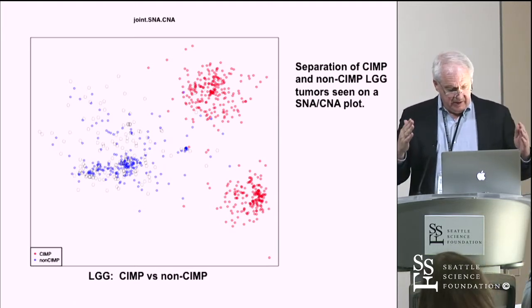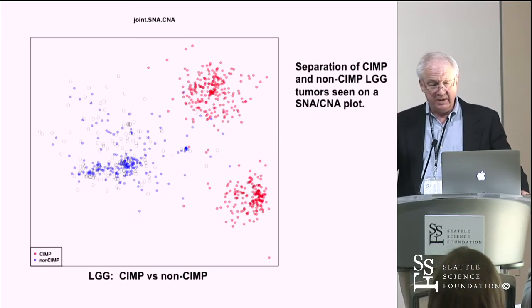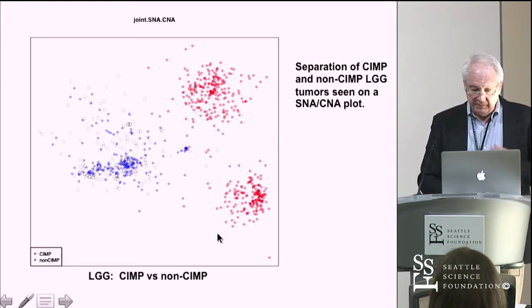This is important because CIMPness is absolutely correlated with DNA structure. And CIMP is a methylation pattern. The DNA structure, which is exome sequence and copy number, is absolutely these two, and you can almost draw a line right here, and almost everything at CIMP is on one side.